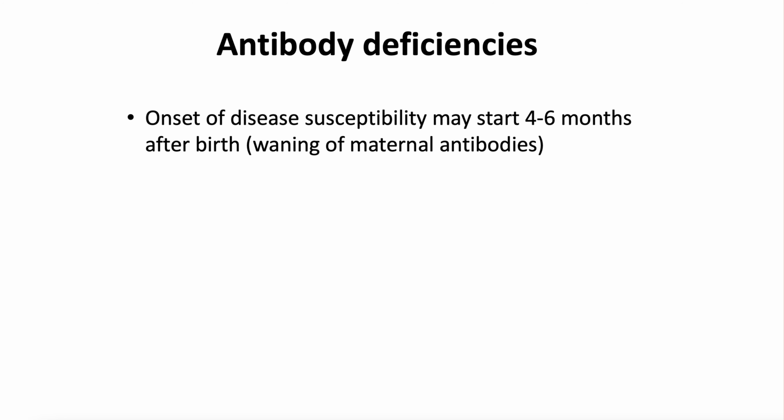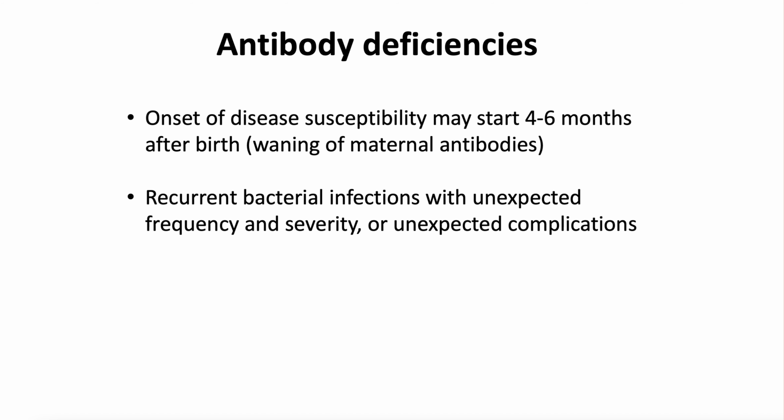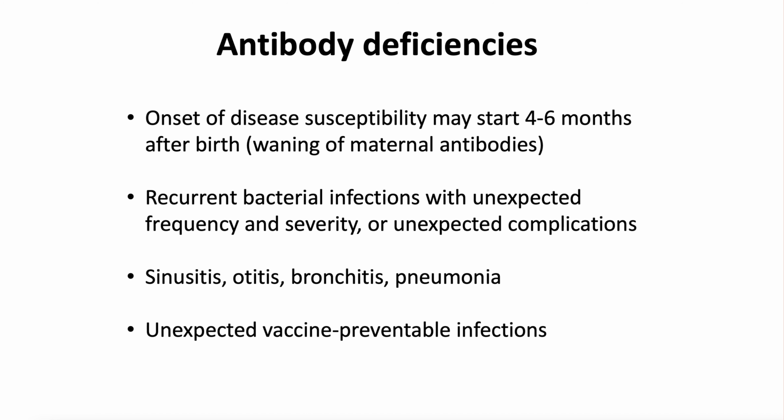Now, there are a number of antibody deficiencies as well that one should know about. There are some key features of antibody deficiencies that I want to highlight for you. One is that these deficiencies often don't begin their onset until after 4 to 6 months of age, and that's because that's about the time frame in which maternal antibodies wane. Like SCID, you can get many recurrent bacterial infections with antibody deficiencies, and these infections have unexpected frequency and severity or unexpected complications. Common features of these bacterial infections are sinusitis, otitis, bronchitis, and pneumonia. And you can be susceptible even to unexpected vaccine-preventable infections. So you might have been vaccinated for this, and then you still get this disease for which you were vaccinated.